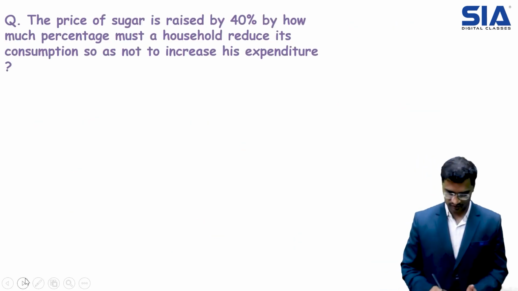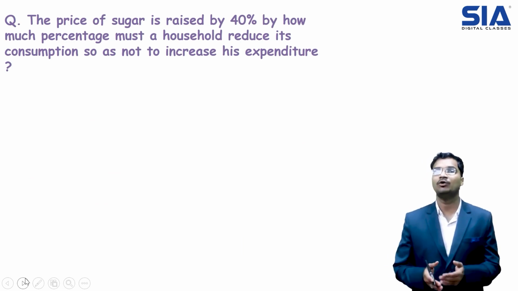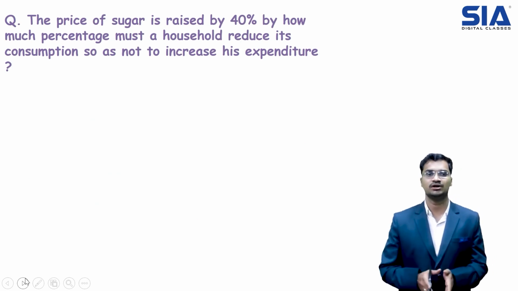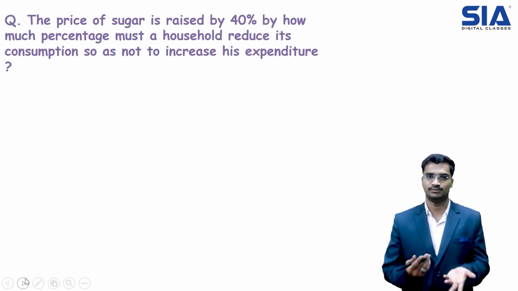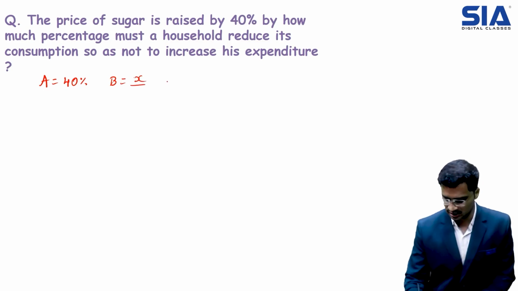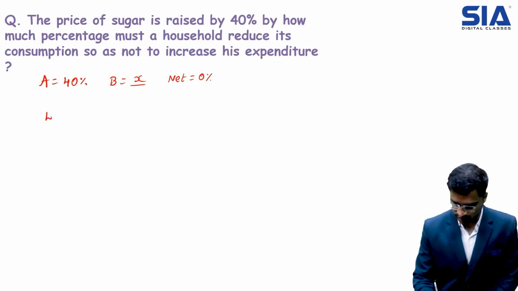Now coming to our questions. The price of sugar is raised by 40%. By how much percentage should a household reduce its consumption so as not to increase its expenditure? Same, the value of A is 40%. I don't know the value of B, so let us assume it as X. But the net effect should be 0. My expenditure should not change.